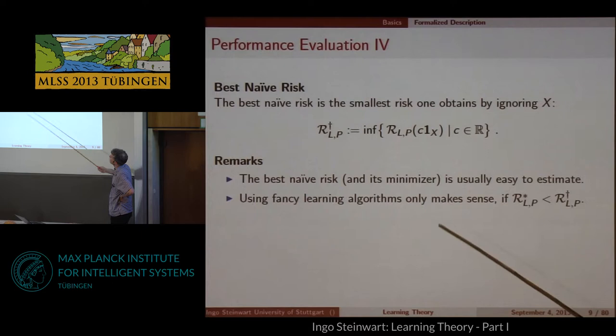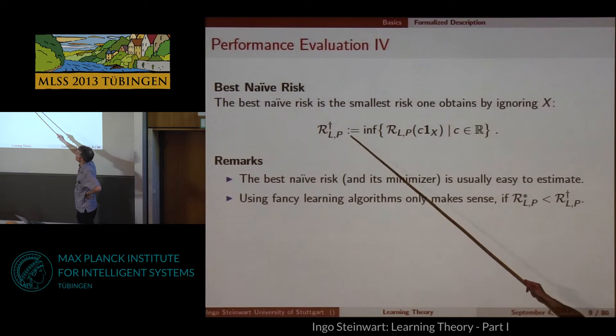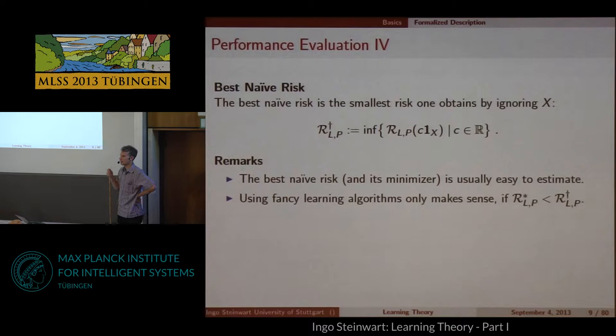This second sentence here is important. If we have the situation that the naive risk and the Bayes risk are equal, then there's no need to use any fancy learning algorithms, because we can simply ignore the input information x and just use very standard, simple statistical methods. So whenever we use some sort of fancy learning algorithm, we implicitly hope that the Bayes risk is smaller than the naive risk.